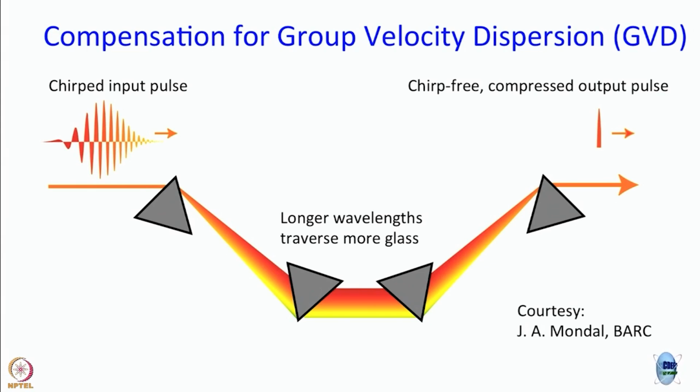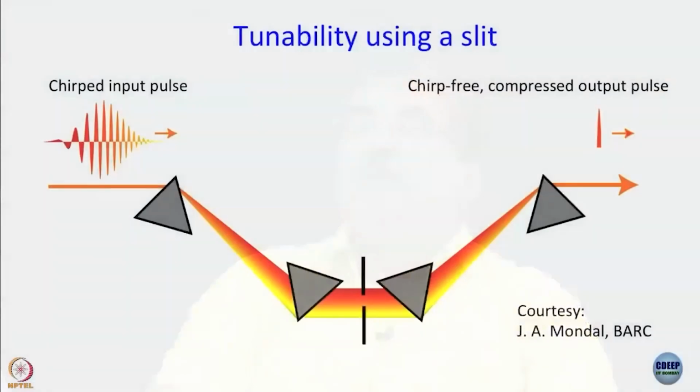Are we clear? Now, what is the advantage of using two prism pairs instead of one? The advantage is you can have tunability. How do you have tunability? And this is what we have in our tsunami laser. When we open it up the next day, we are going to show it.